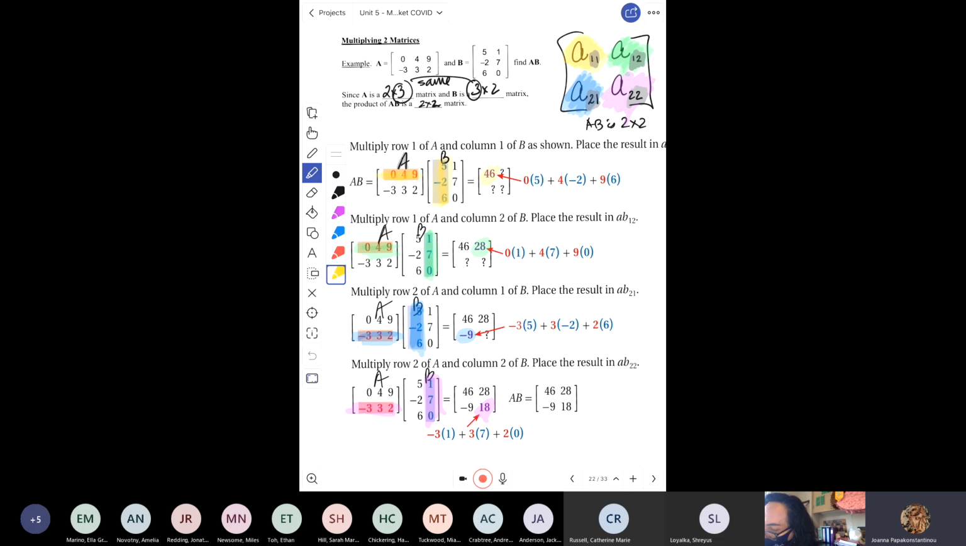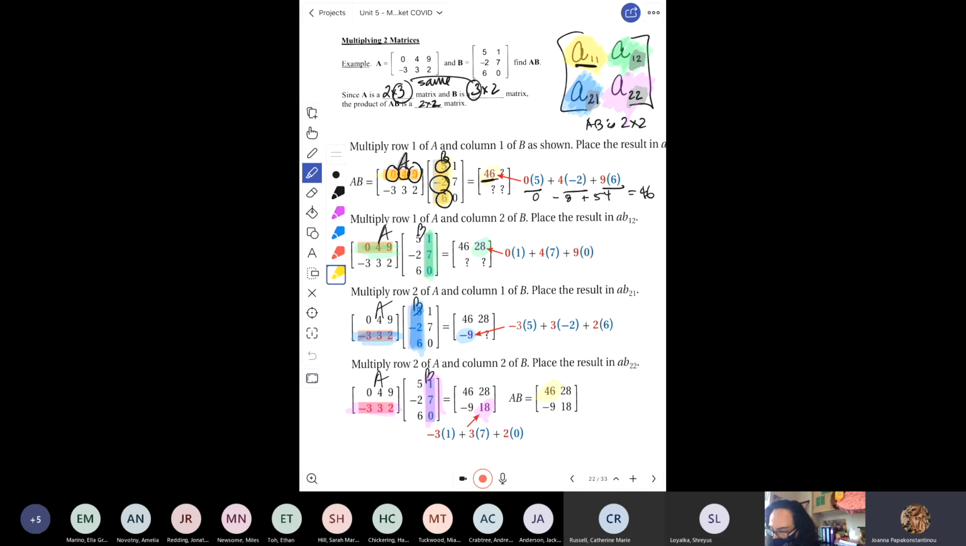Well, to get this 1, 1 position element, I know I'm looking at the first row, the first column. Let me circle it and not highlight it. 0 times 5 plus 4 times -2 plus 9 times 6. So I'm taking entry by entry from each matrix. After I've figured out which parts I'm looking at, I'm taking the product of those two entries and adding all those products. So this is 0 minus 8 plus 54 gives me the 46 in the 1, 1 position. I now have the 1, 1 position in my product.